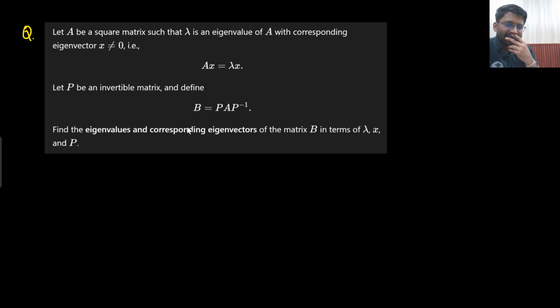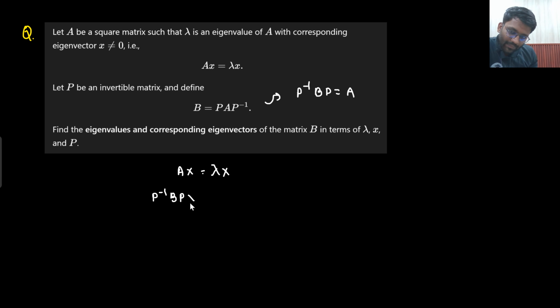Let's do this scenario. This time it is P A P inverse. Again the same scenario, Ax equals lambda x is given. Can I write down matrix B? What will be matrix B? So P inverse B P will be equal to A. First I will do the pre-multiplication of P inverse, so P inverse B will be P A P inverse. Then I will do the post-multiplication of P, so it will become P inverse B P, and this will become A. So A is nothing but P inverse B P, which equals lambda into x. Right? Now I will do the pre-multiplication of P.